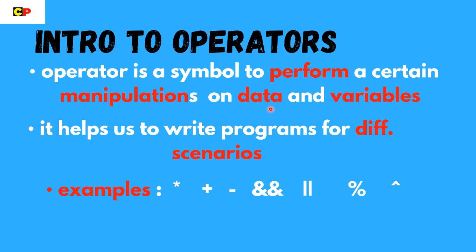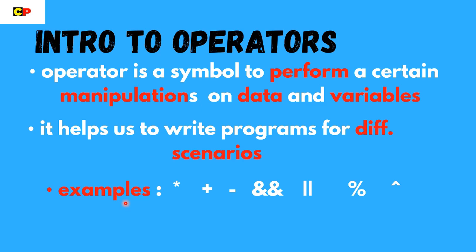So an operator is a symbol basically to operate a certain manipulation or calculation, either on data, like characters, floats and so on, or on variables also, which store the data. It also helps us to write programs for different scenarios. If you want the exact reason why you need operators, there are very many different scenarios that we will be facing in our programming career where we need operators. So that's why we need operators, and we need to understand the types of operators also.